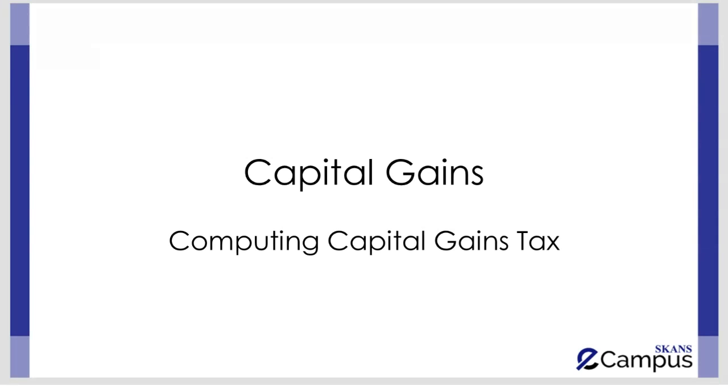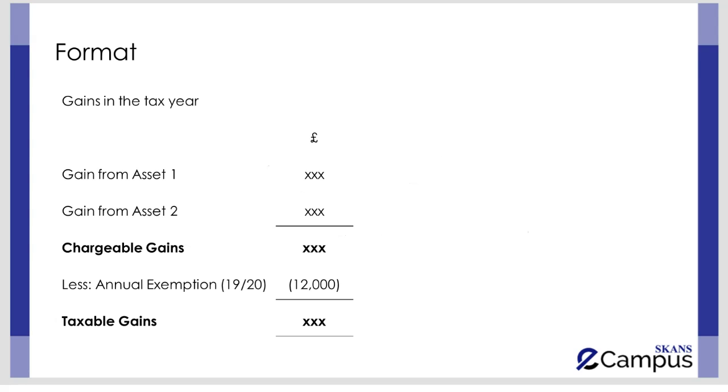So here comes the concept related to the computation of capital gains tax liability. Whenever an individual sells chargeable assets in a particular tax year, we need to determine the gains of those assets and add them up to come to know what the total chargeable gain figure is. Against the chargeable gain figure, we need to deduct an annual exempt amount, and for the tax year 19/20, the annual exemption figure is £12,000.